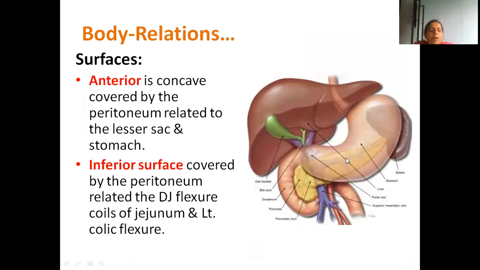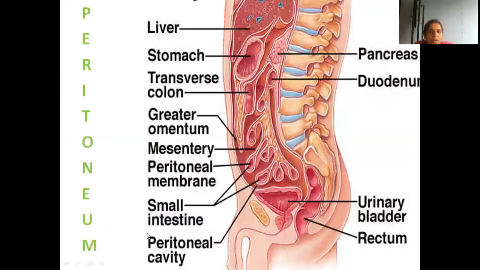Surfaces of the body. It has anterior surface, it has inferior surface and posterior. So anterior is covered with peritoneum, lesser sac, stomach. Posteriorly, it is related to duodenojejunal flexure, coils of jejunum, left colic flexure.